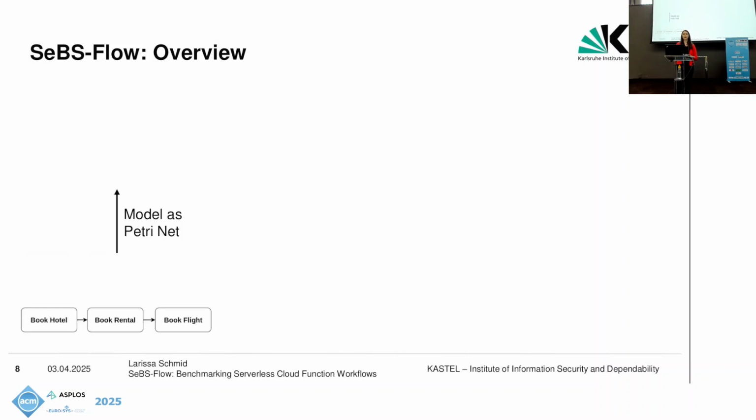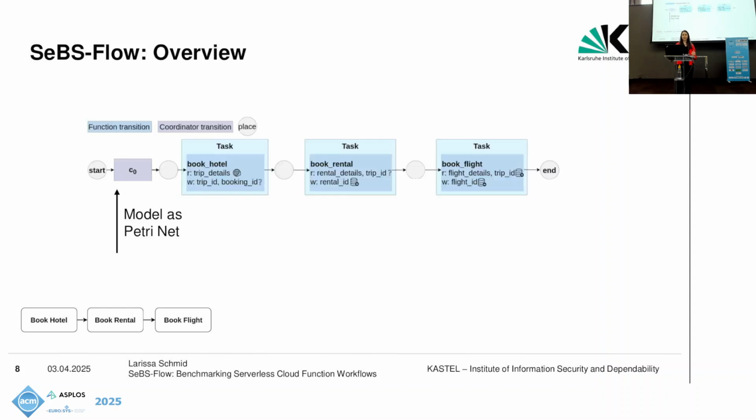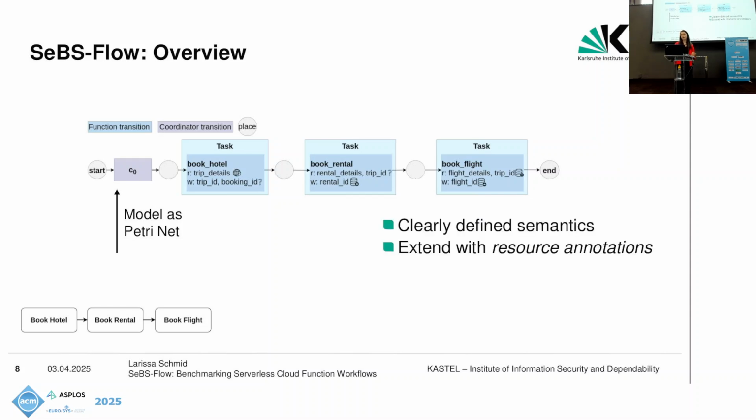And we opted then for modeling workflows with the formalism of Petri nets, which you can see here. We have our example workflow where we're booking our trip, and we model all of the different serverless functions as function transitions. We can also show which data they're reading and writing, and we also extended these Petri nets with resource annotations, which enables some formal analysis on them. So the advantage here is in the clearly defined semantics this formalism offers us, and some analyses are enabled by that, such as finding out if a workflow ever terminates.